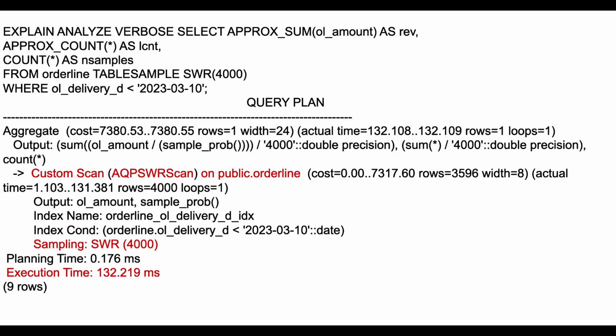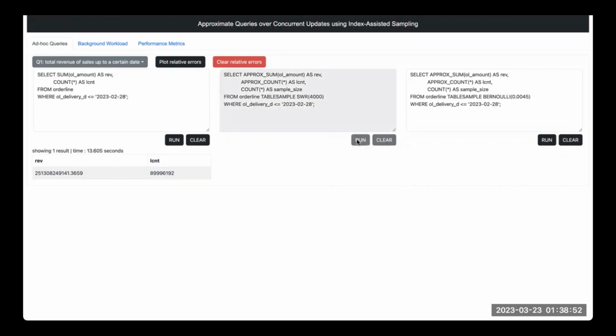Under the hood, PGAQP will select the index-assisted sampling access path for the SWR operator using the AB-tree. Now, let's click Run. The result returns almost immediately, within just around 100 milliseconds. This is because the sampling cost scales linearly with the sample size rather than the table size.